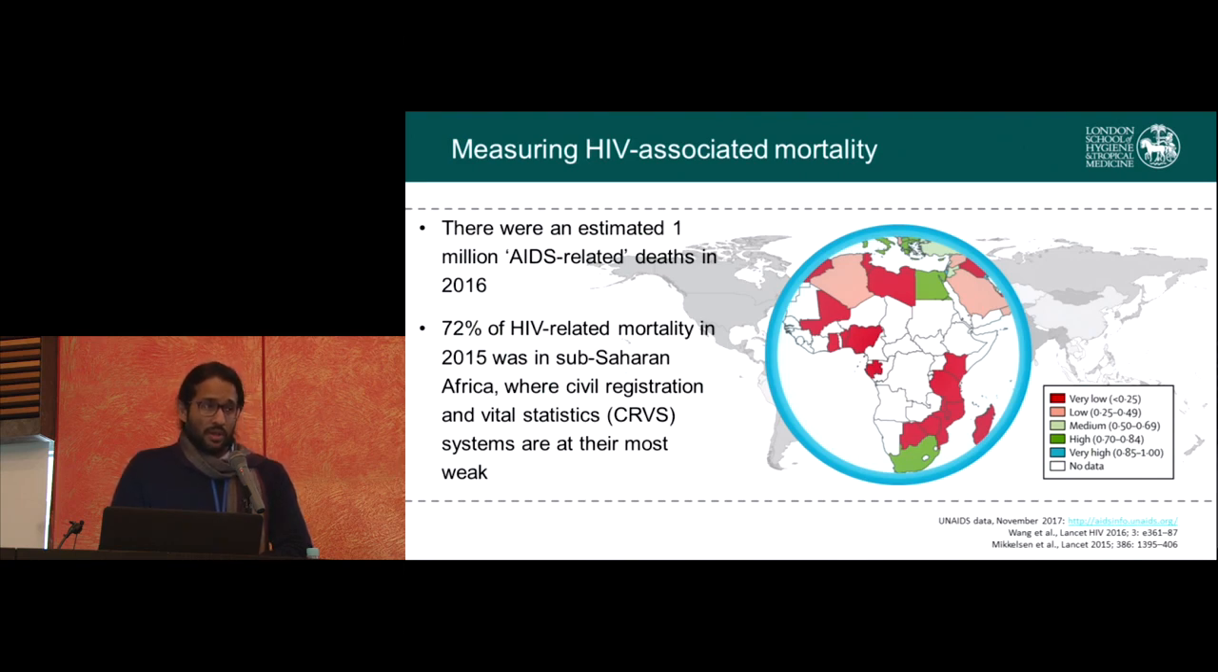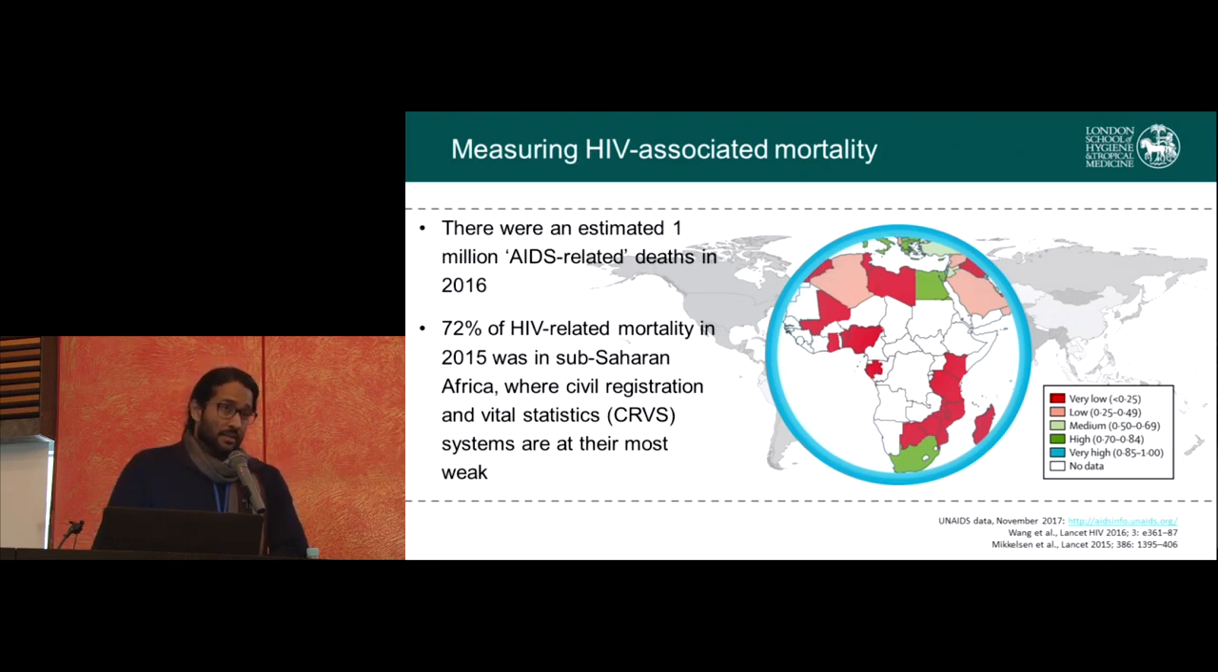So I'm sure many of you are aware of the UNAIDS goal to reduce HIV-associated mortality in the next 5 years. But still, in 2016, there were 1 million AIDS-related deaths globally, and 72% of those were in sub-Saharan Africa. Now, this map is from a study from a few years ago where people assessed civil registration and vital statistics systems. And this is the way most high-income countries get their mortality statistics, essentially from death certification that are then collated centrally and generate those cause of deaths lists that we're also familiar with.